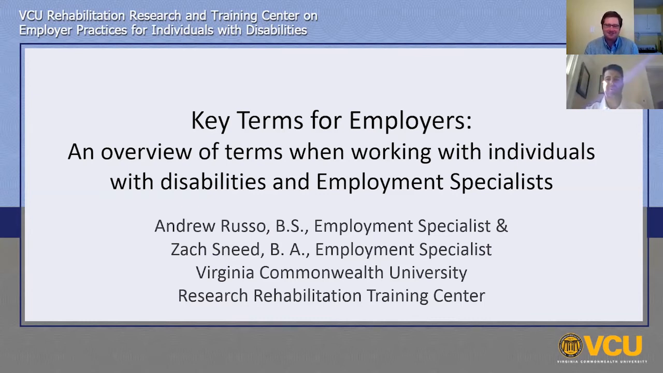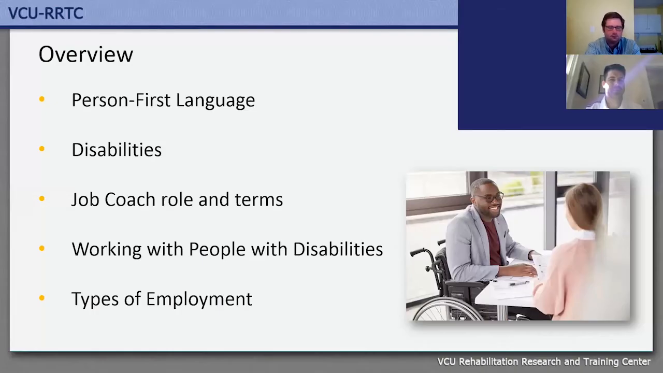We are employment specialists with VCU RRTC, and today we'll be covering key terms for employers. So just an overview of what we're going to be looking at today. We're going to be talking about person-first language, disabilities, the job coach's role and some terms they may use, working with people with disabilities, and types of employment. So let's move on to our first slide where Andrew's going to talk about person-first language.